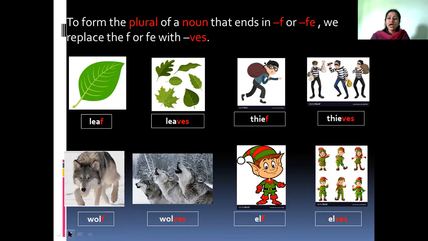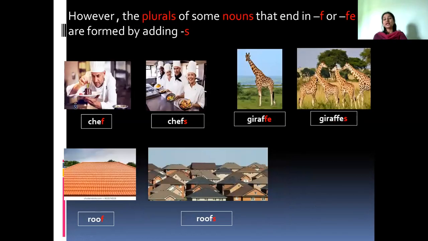Okay. Now, here are some naughty words also. Naughty words, that means those who don't follow the rule. That time, what are we supposed to do? We have to join S and make the plural form. Those words are not following rules, so we have to join S and make the plural.